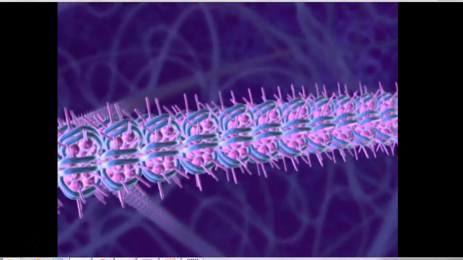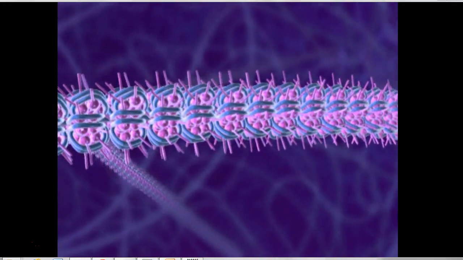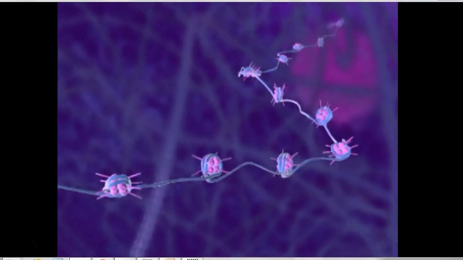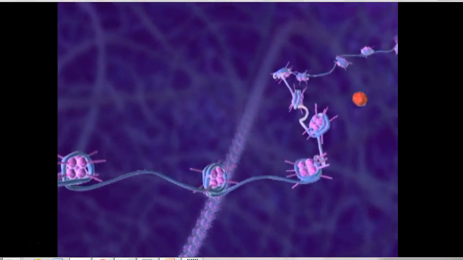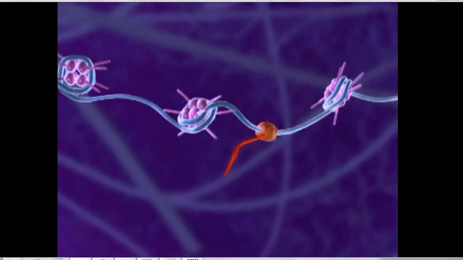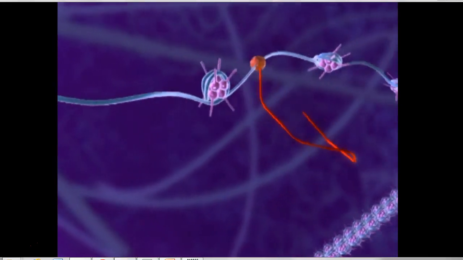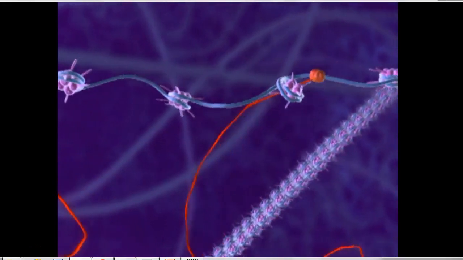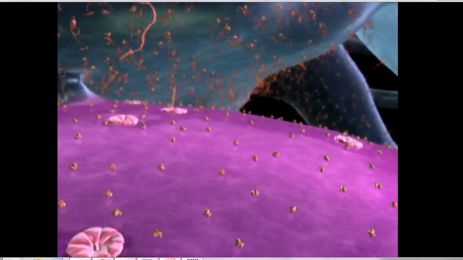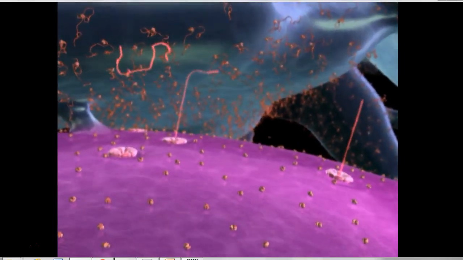The DNA is wrapped around proteins like thread wrapped around spools. Look, this section of the DNA has unwound, and a different protein has attached to the DNA. DNA is being used as a template to make mRNA. mRNA molecules travel from the nucleus to the cytoplasm, carrying the instructions for making specific proteins.